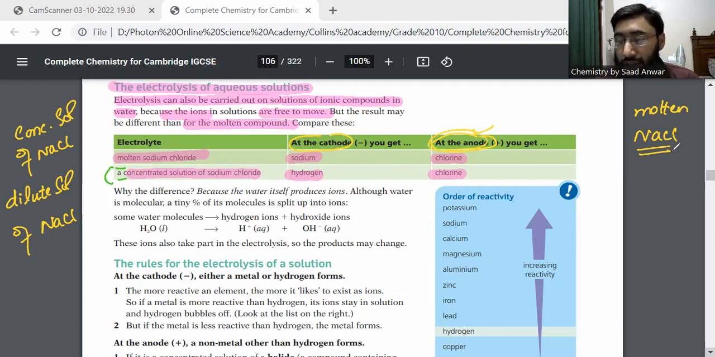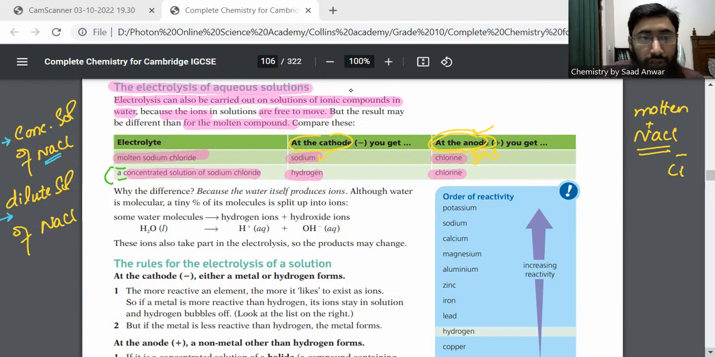In case of molten NaCl, sodium, being a positively charged species, will appear at cathode as sodium metal, and chloride ions, being negatively charged species, reach the anode and will appear as chlorine gas. But in case of concentrated NaCl and dilute NaCl, the story is entirely different. I will discuss it in my next video.